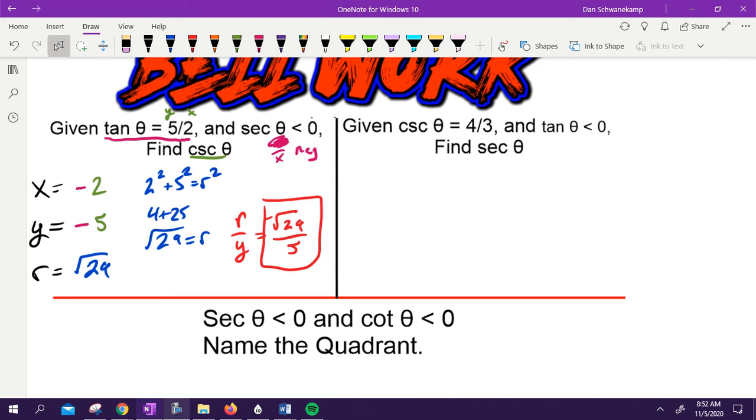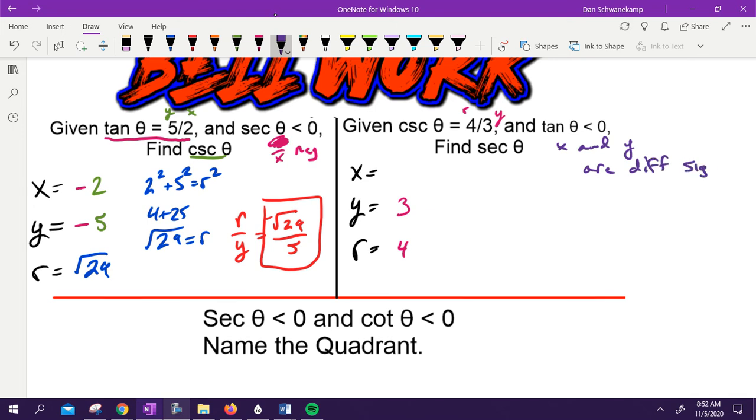Second one says cosecant of theta is 4/3. Tangent less than 0. Find secant. We're starting off with x, y, r. Abby, what do we know? Yep. R over y, so she knows her r is 4, her y is 3. Good. Tangent's less than 0. So tangent's less than 0. Megan K, what does tangent less than 0 tell us? X and y, if they're both negative, would that give me a negative thing? Good. X and y are different signs.